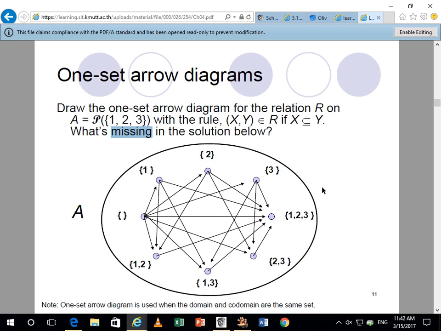Okay, so we use arrow diagrams to indicate also what we call state diagrams, which we might touch on later on. So one of them is this pointing to itself, and so on for each of the others, because X is a subset of X.